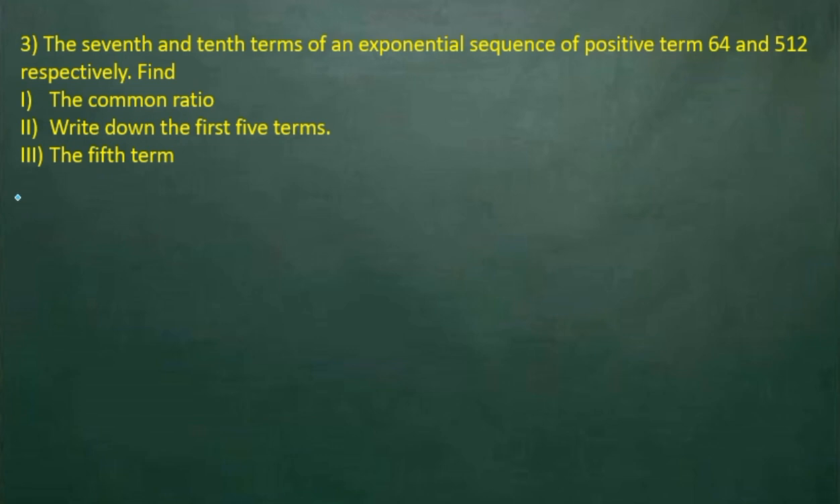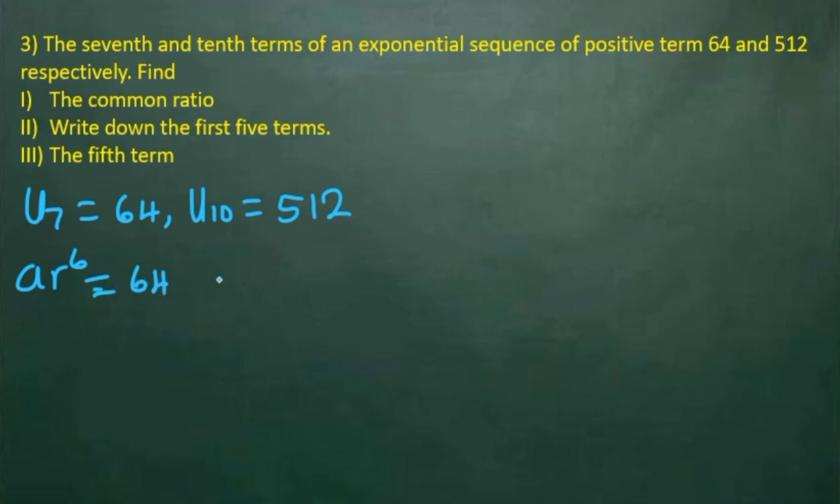Now from the question we know that u7 is given to be 64 and u10, that is the 10th term, is given to be 512. We also know that the 7th term is given by the expression a r to the exponent of 6. Remember, it's always n minus 1, so the number of the term minus 1 gives us the exponent, and this equals 64. Let's call this equation 1.